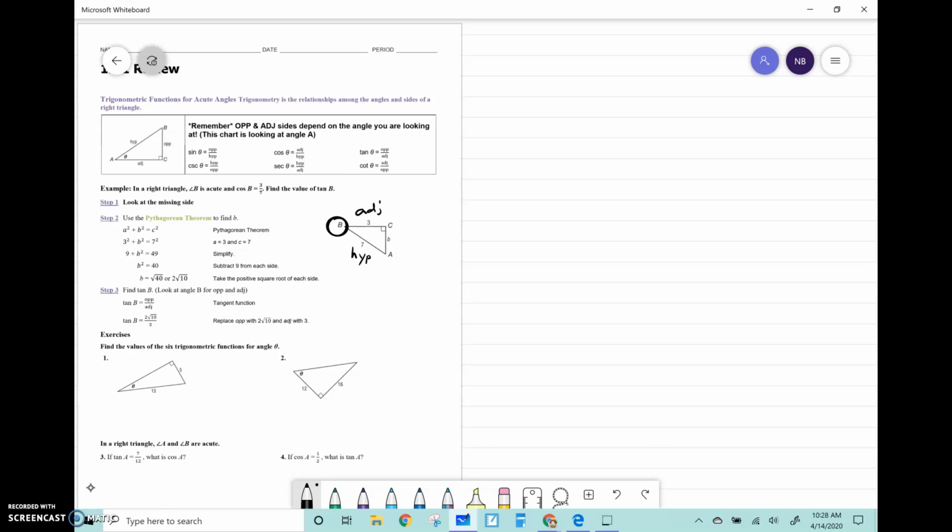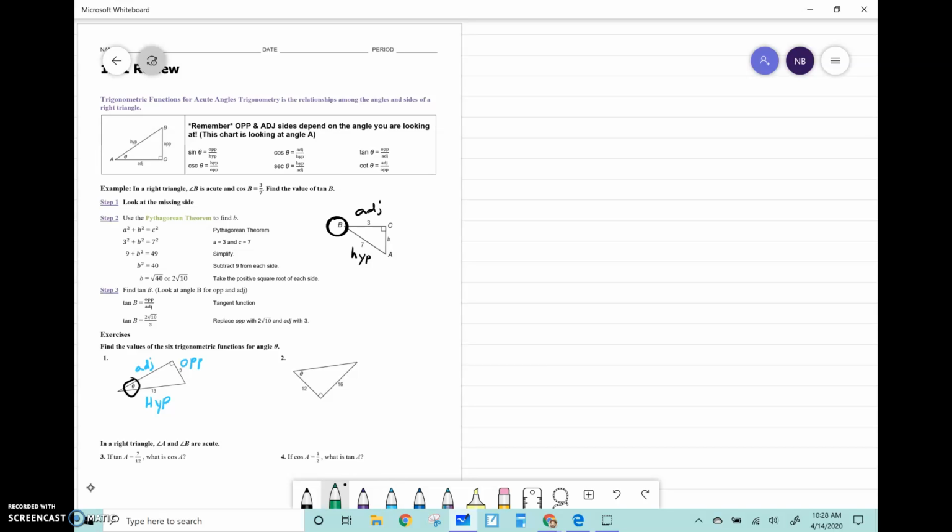All right, so for number 1, we're looking here at the angle O right there. First things first, I'm going to label what I have, and I know that this is my adjacent side, and I know this is the hypotenuse because it's across from the right angle, and that means 5 is my opposite side. So I'm going to need to do the Pythagorean Theorem in order to figure out what my missing side is, which is that adjacent side.